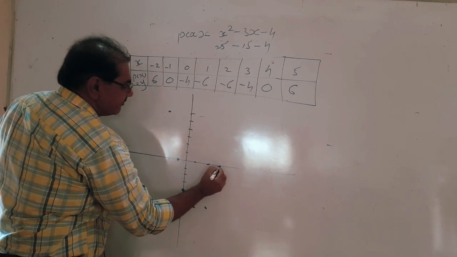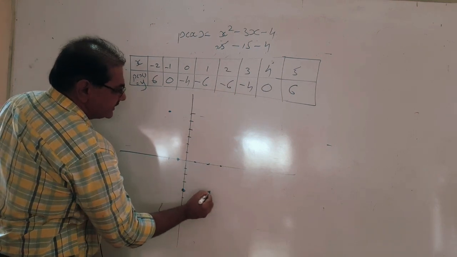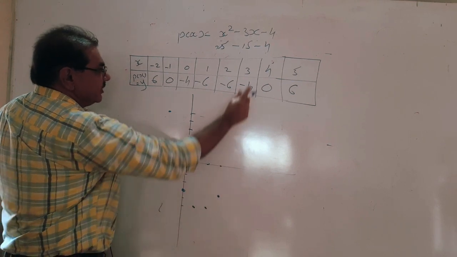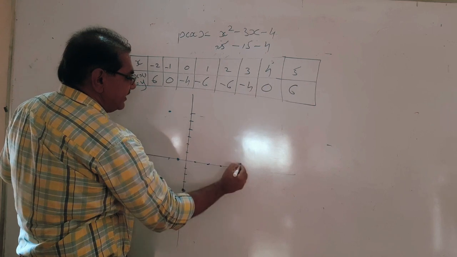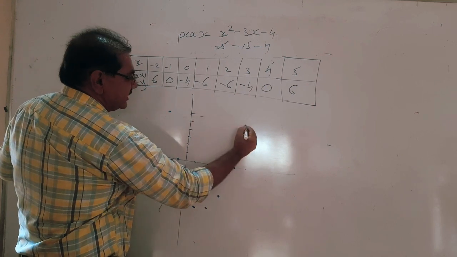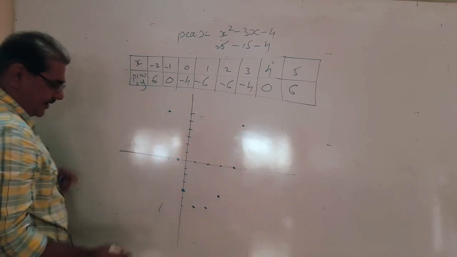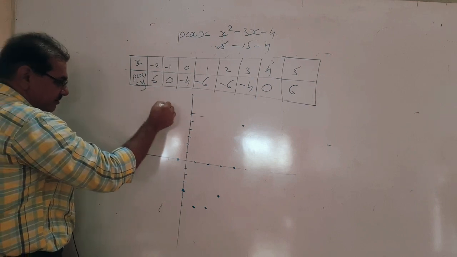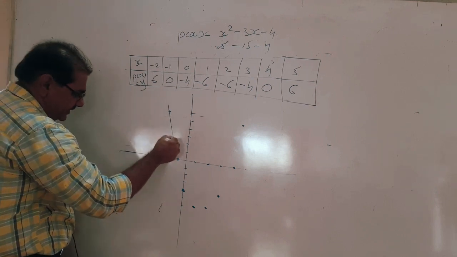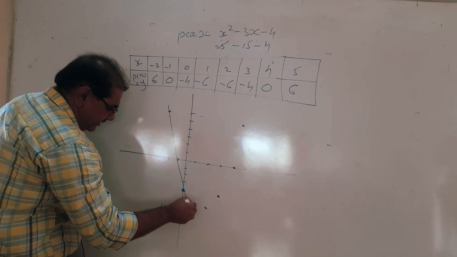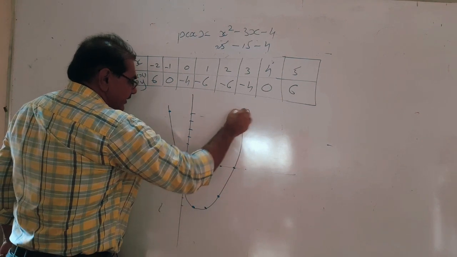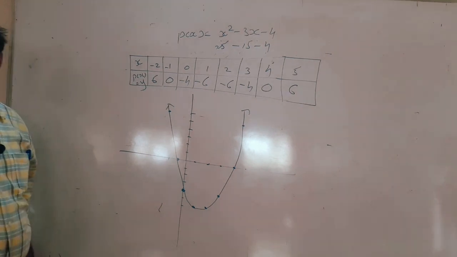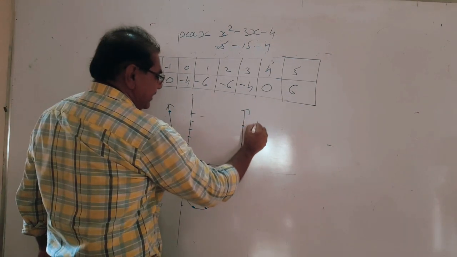3, minus 4. So it is in this line. 4, 0. And 5 with 6. It is somewhere here. Now you can check, it is not a straight line. But if I try to connect all these points with free hand, you can see it is a curved graph. It is known as parabola.